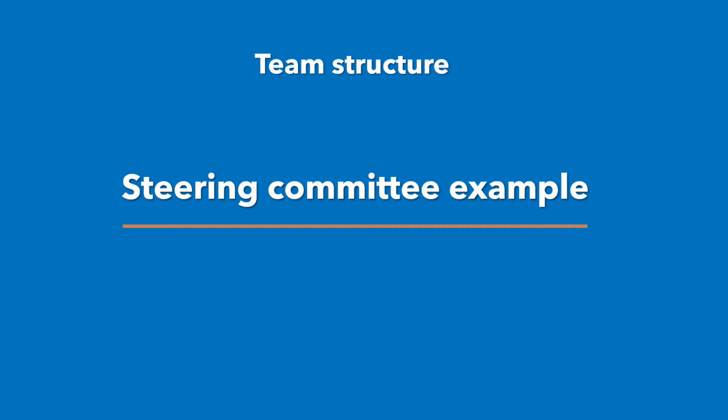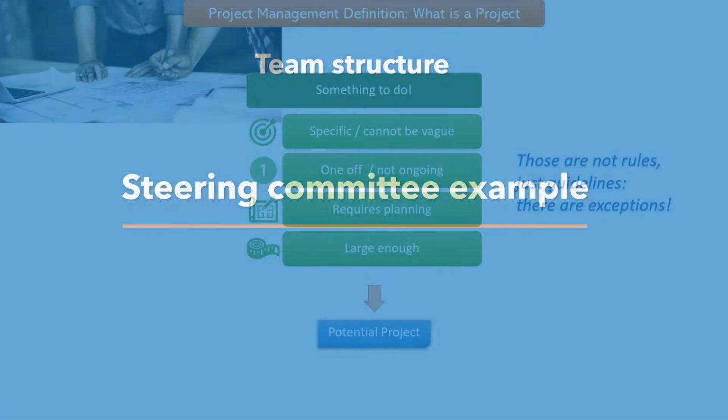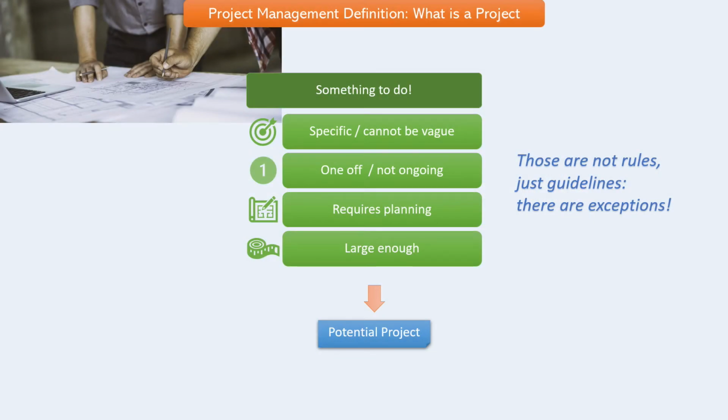Now let's have a look at the structure of a steering committee. Once again, there are many variations, but I just wanted to give you a simple example. So a steering committee is a temporary structure, and its purpose is to provide direction to a project. Remember that when we define a project, we said the project has to be temporary, not ongoing, a one-off activity. So a steering committee starts at the beginning of the project and is more or less dismantled at the end of the project.